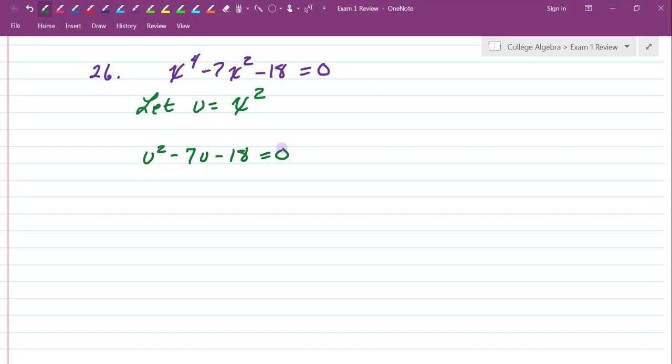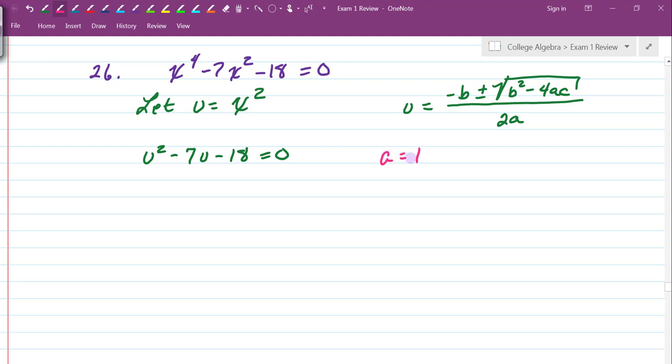So I'm going to use the quadratic formula. And in this case, instead of saying x equals, I'm going to go u equals minus b plus or minus the square root of b squared minus 4ac, all of this divided by 2a. Don't forget to put this negative b over the denominator. It is part of that fraction. So we're going to pull off our coefficients right now, and we have a is equal to 1, b is equal to negative 7, and c is equal to negative 18.